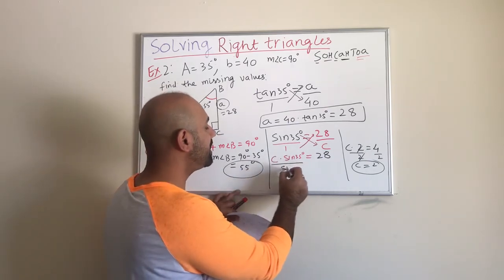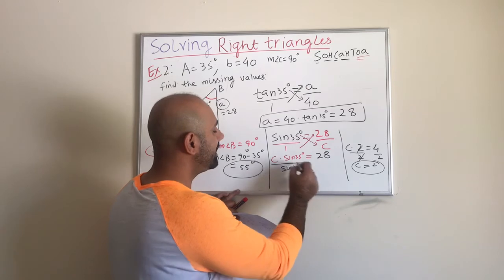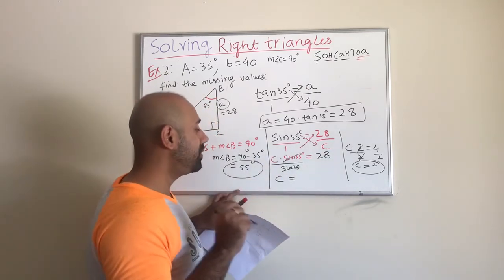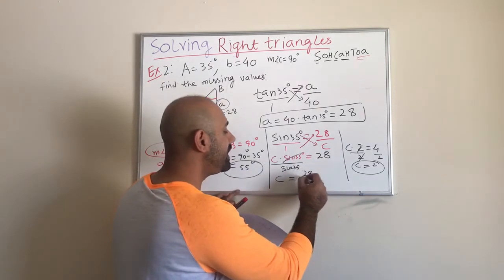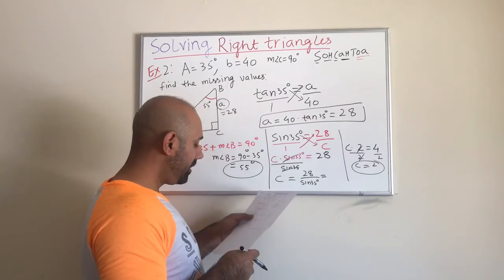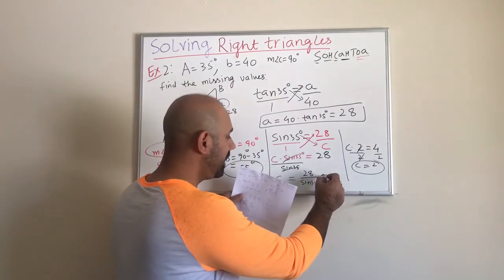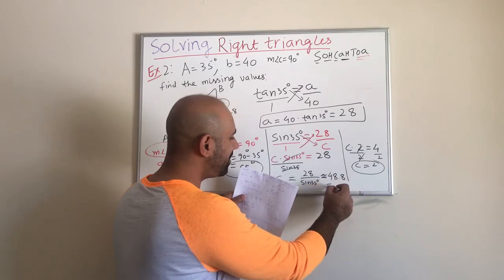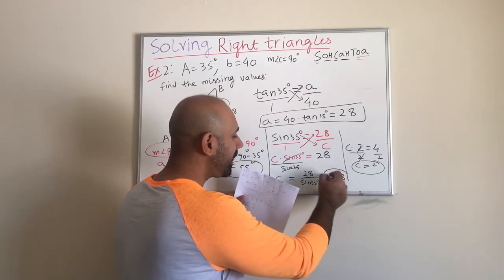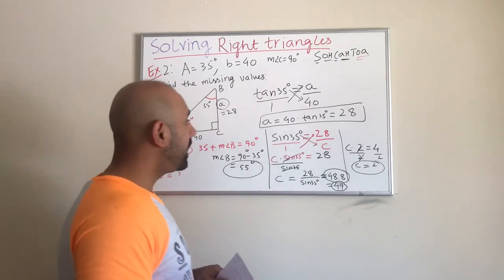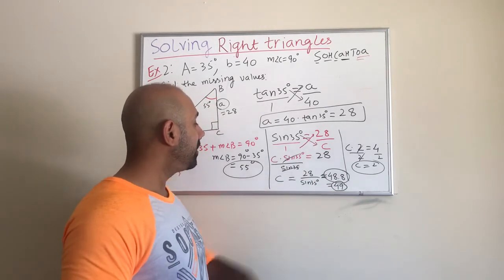You have to divide both sides by sine of 35, because this and this will cross out. You will be left with only C, and that's what we are trying to figure out, the value for C. On the right hand side, it's going to be 28 divided by sine of 35 degrees. Again, I use my calculator for that, and I get C is equivalent to 48.8. If you want, you can round it to 49. It's up to you, and it also depends on what the final answer looks like in the textbook. No big deal if you round it to 49.